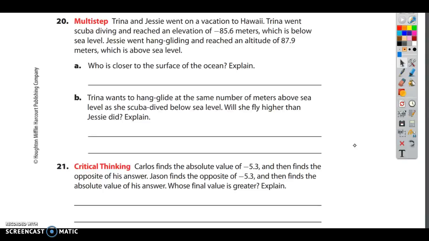So really, let's think about it this way, if we wanted to do a little picture. We've got one person hang gliding, and I'm not sure I can draw a hang glider, but maybe I can, kind of.